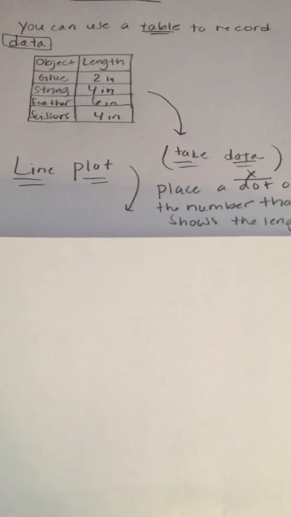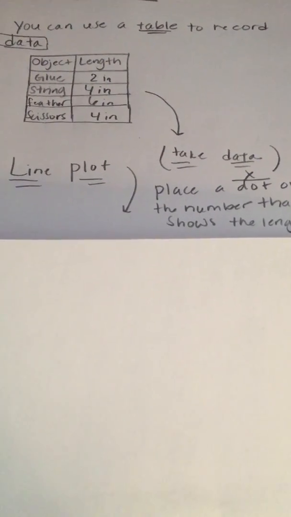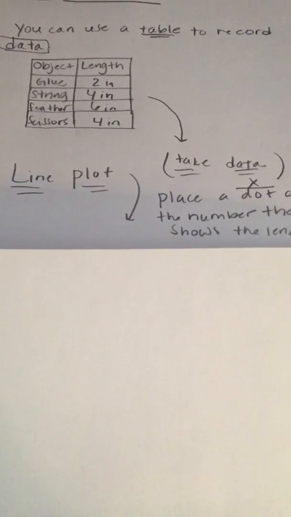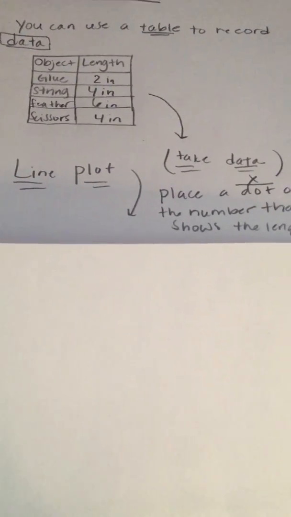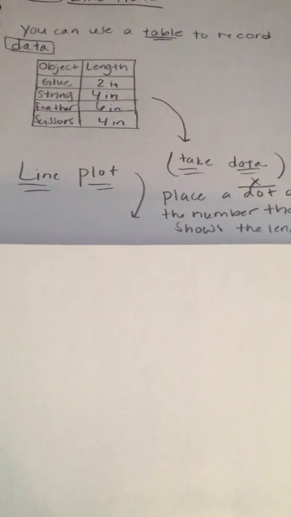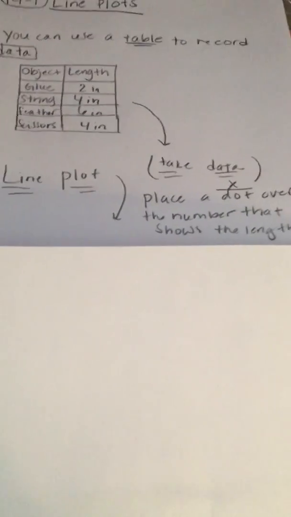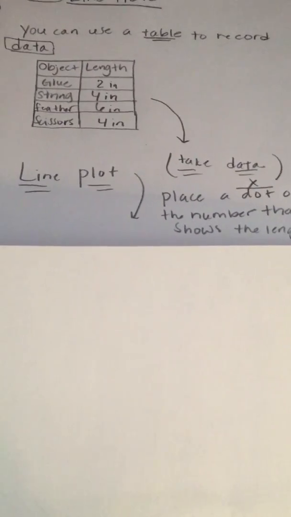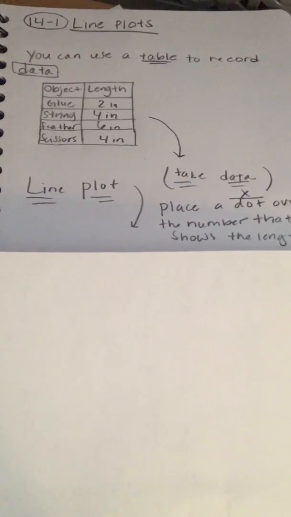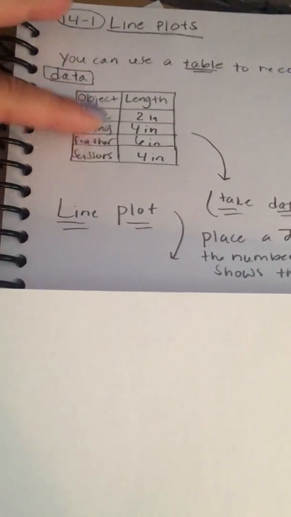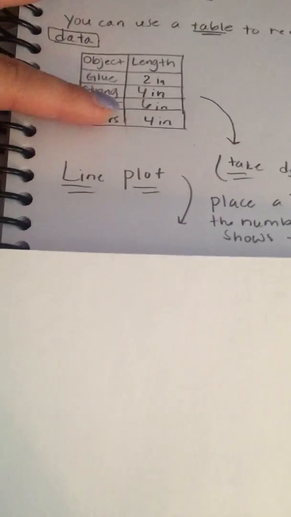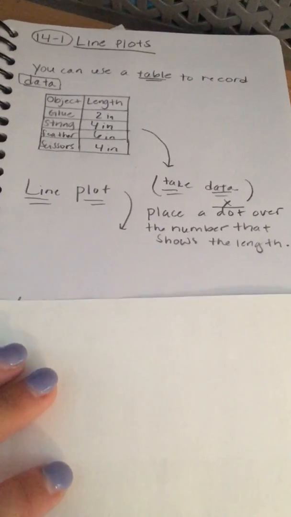These kinds of graphs and data tools are just meant to show you frequency. They're meant to show you how many are 4 inches, how many are 6 inches, how many are 2 inches. It doesn't get into the specifics of what is 2 inches. So let me show you what I mean.